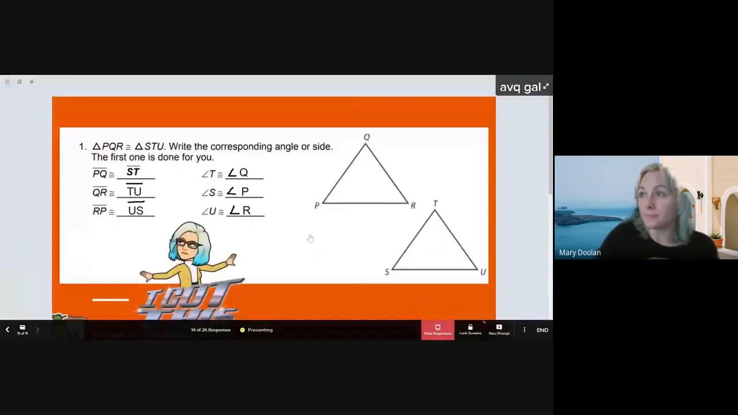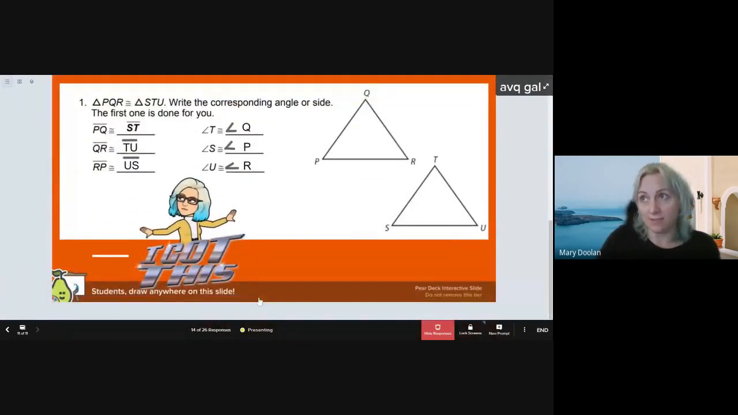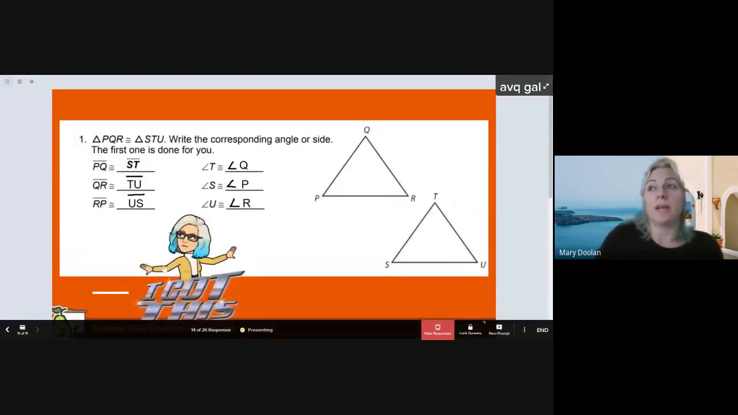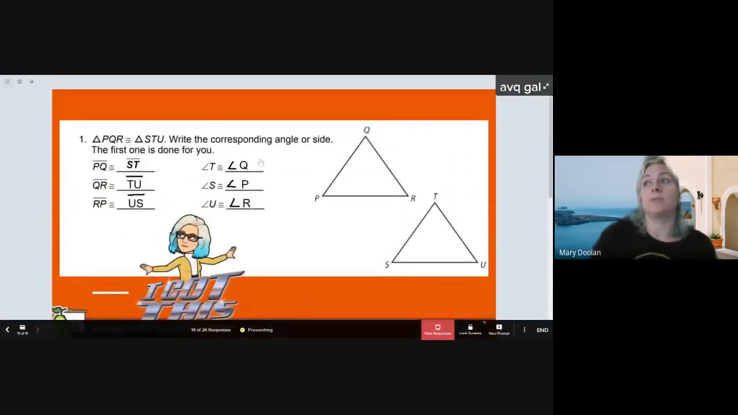Okay, and so I had 1 student that I found, actually 2 students I found that did it all correctly. Nice work. They have the correct order of the letters. They're all in capitals, and they have the correct symbols.